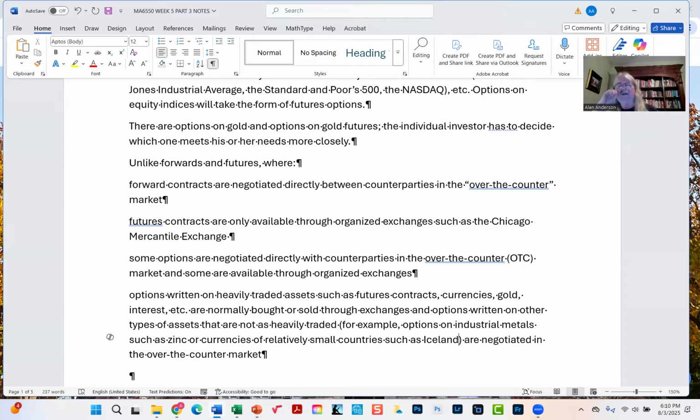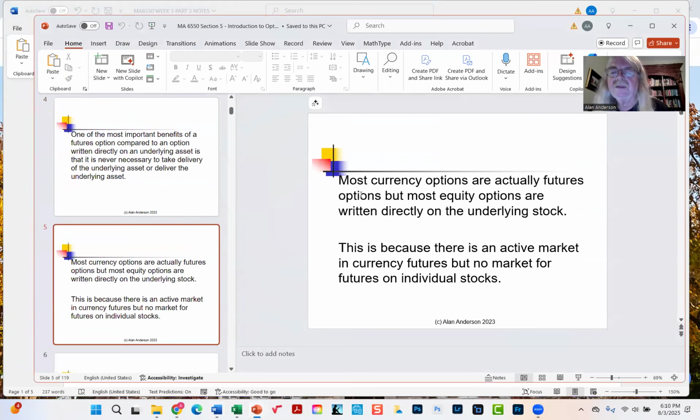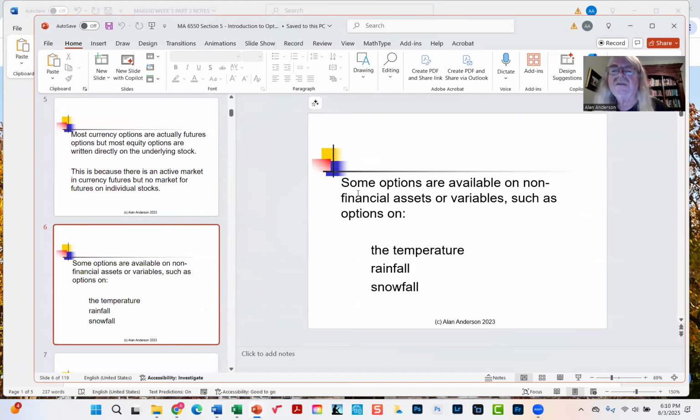Anyway, that is one of the interesting features of options, the fact that they're available in these two different ways, over the counter or through exchanges. Now, because of that, sometimes you find options in this over-the-counter market on things that have nothing to do with financial assets. Like, for example, it's actually possible to negotiate an option on the temperature. Why in the world would you do that?